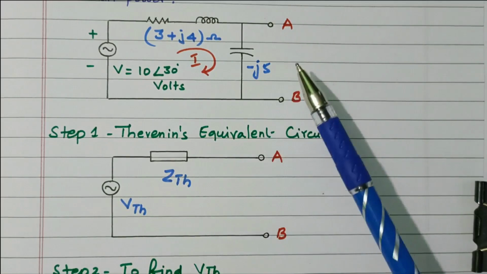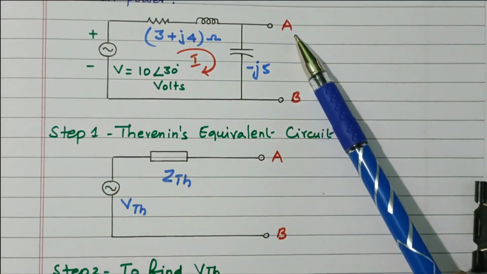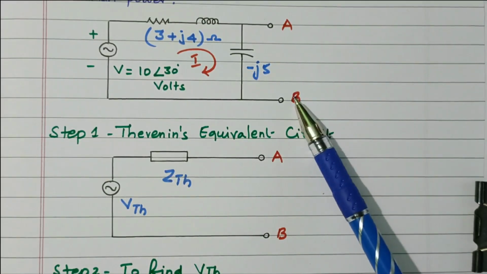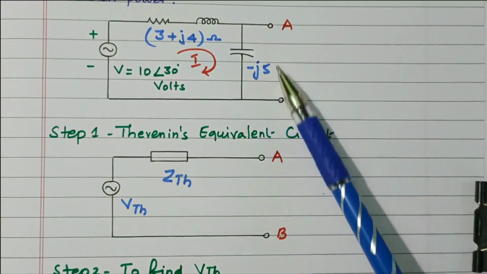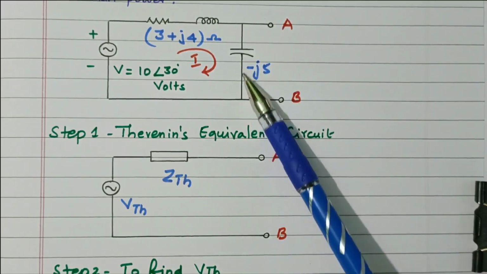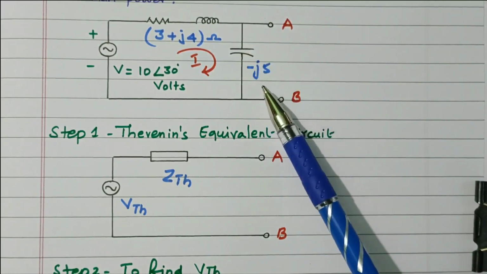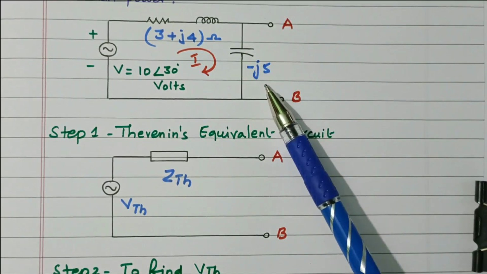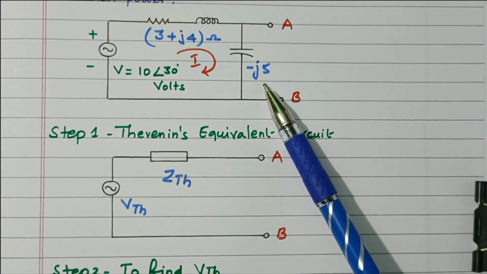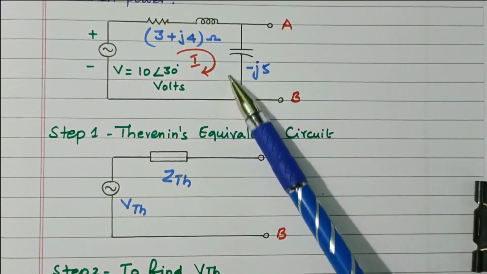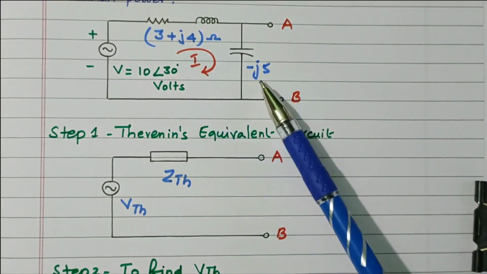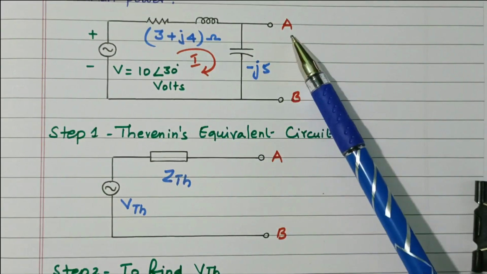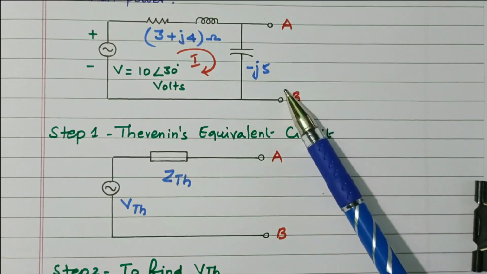How will you find the V Thevenin? V Thevenin is the voltage across AB, which is the voltage across this capacitor, because both are connected in parallel. So the voltage across the capacitor is V equal to I into Z, where Z is minus J5. We need the current I flowing through this capacitor, so that I into minus J5 will give the voltage across AB.